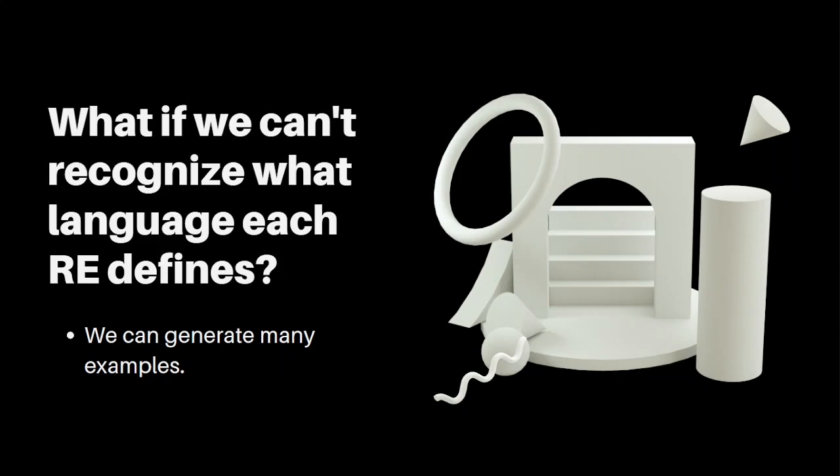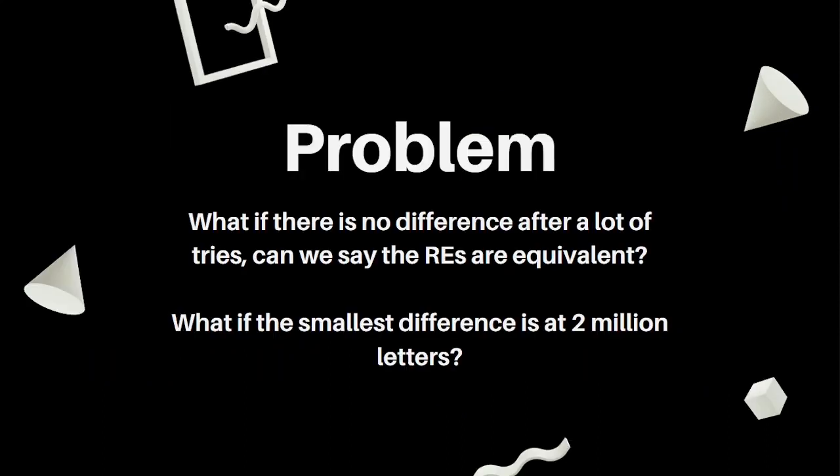One approach is to generate many examples. We can just brute force our way by checking if both have lambda, both have A, B, AA, AB, and so on and so forth. So this is a problem. What if there is no difference after a lot of tries? Can we say that the REs are equivalent? Also, what if the smallest difference is at 2 million letters? So this is not the solution we are looking for. We need to find a solution that solves the problem in a finite number of steps.